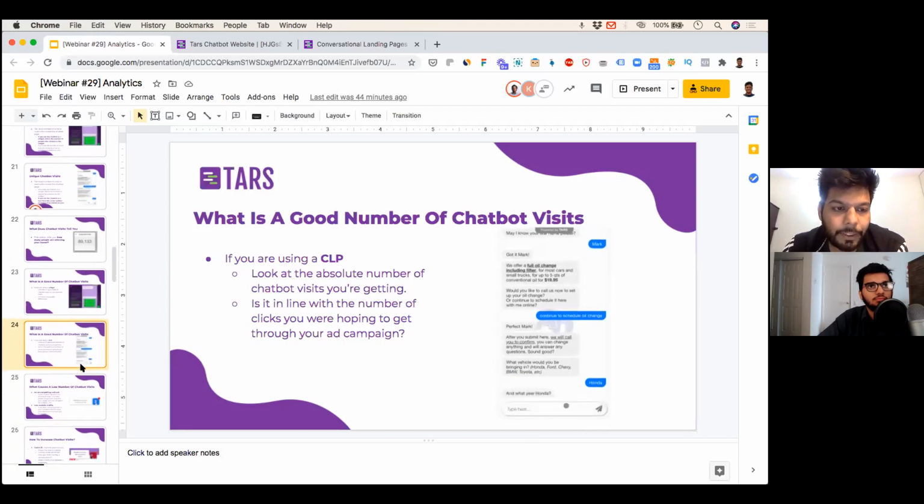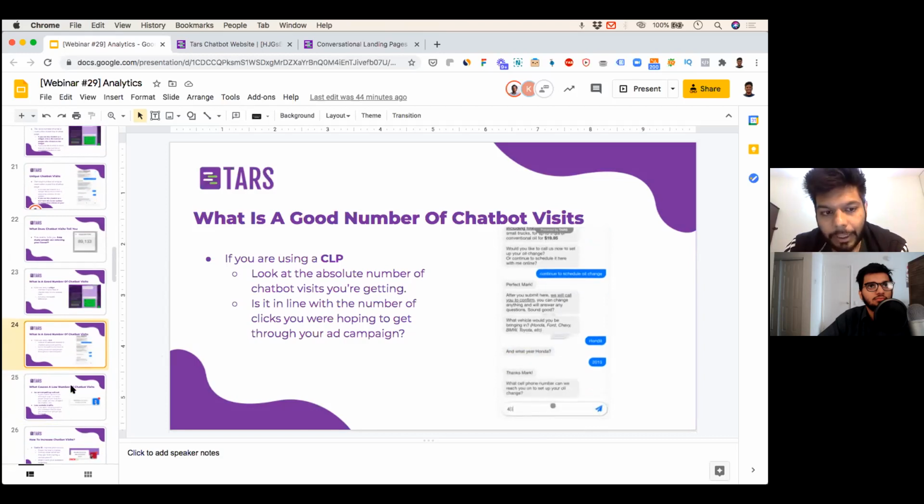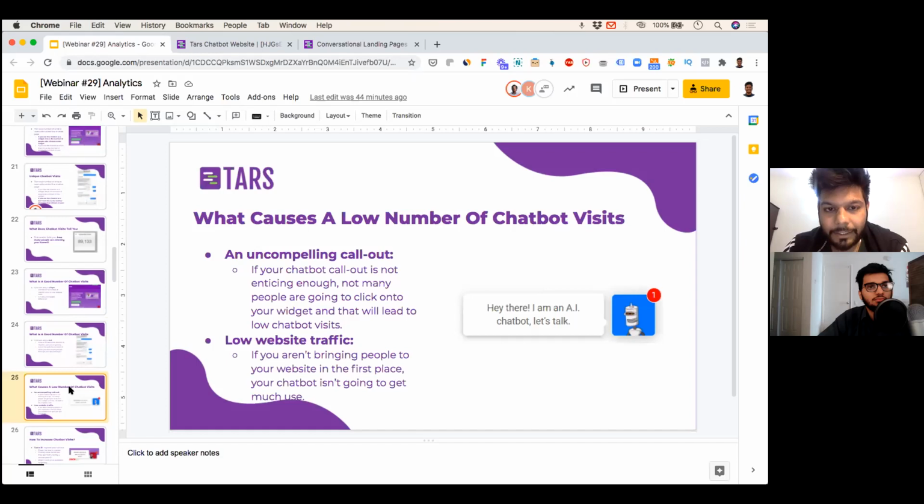This is where you figure out that these numbers are low. But why does it really happen? Why do people come to your website but not click on the chatbot? One of the major reasons, which you would see whenever you add a chatbot to your website or web application, is what we call a call out message bubble. There's a call out message that comes next to it.